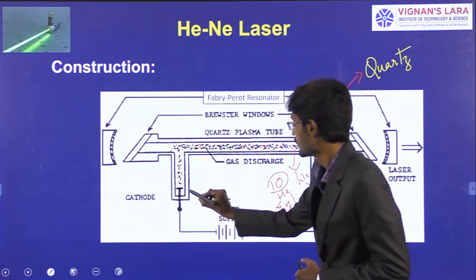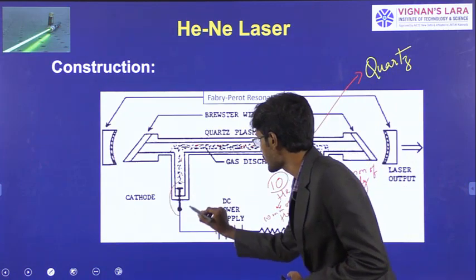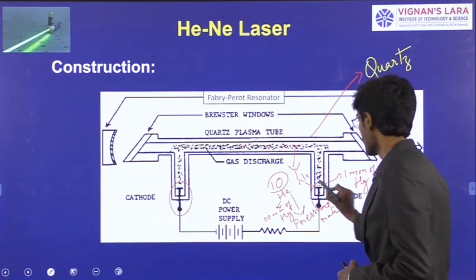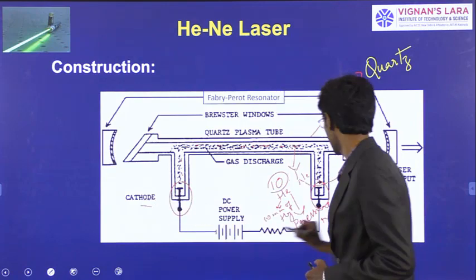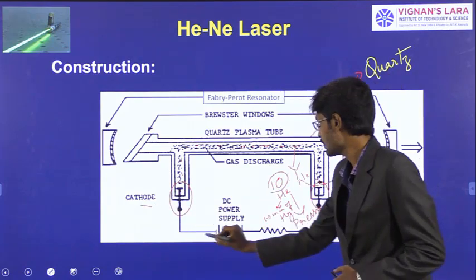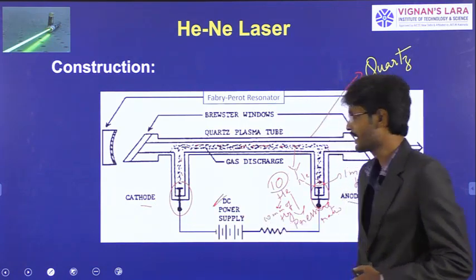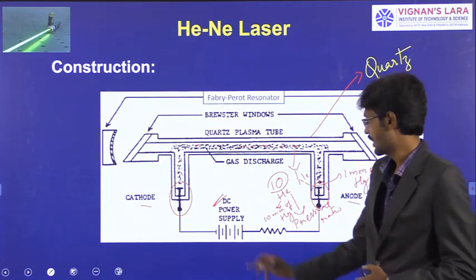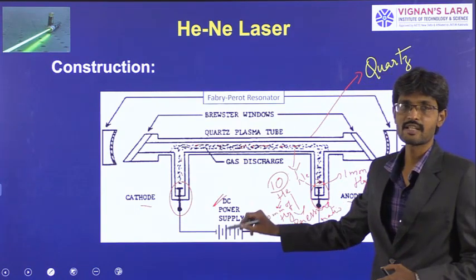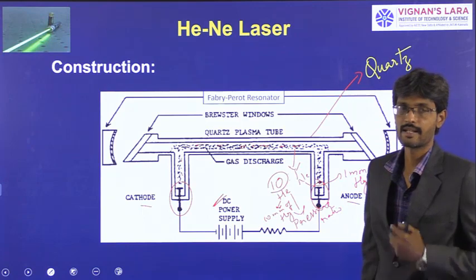Now, this discharge tube contains electrodes. This is one electrode and this is the other electrode. This electrode is the cathode and this is the anode. These two electrodes are connected to a high power DC supply. From this we can understand the pumping method is the electric discharge method.